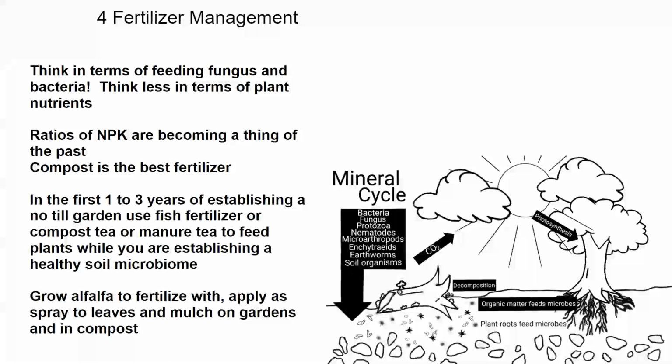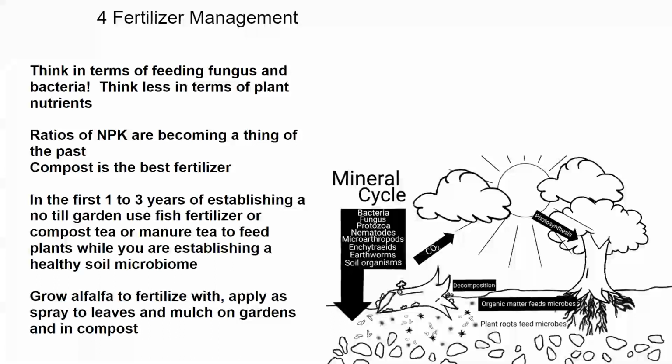So that's an important thing to think about. We've got to think in terms of feeding fungus and bacteria when we are feeding our soils, feeding our plants, and managing plant food, which we commonly think of as fertilizer. So that's why I call this fertilizer management. When we go to the store and look at a bag of man-made fertilizer, it will have three numbers on it, which represent NPK: nitrogen, phosphorus, potassium.